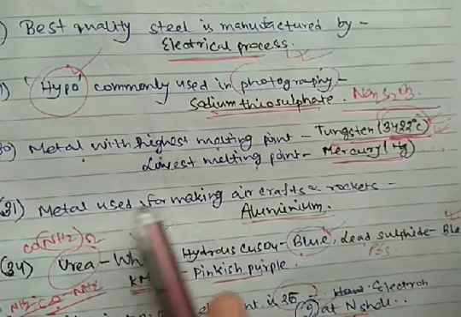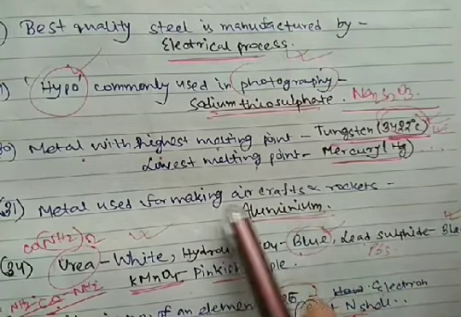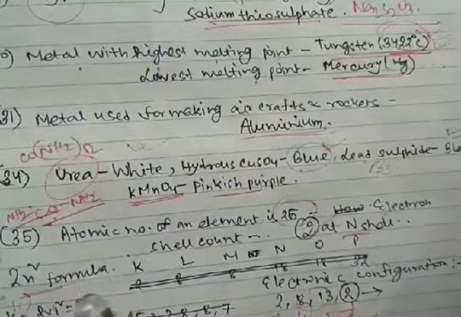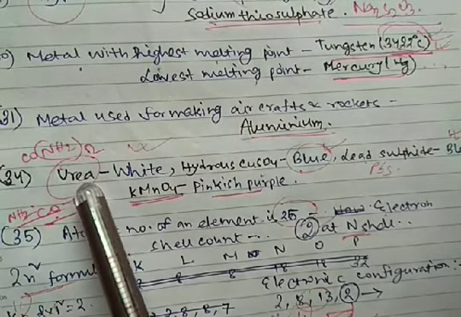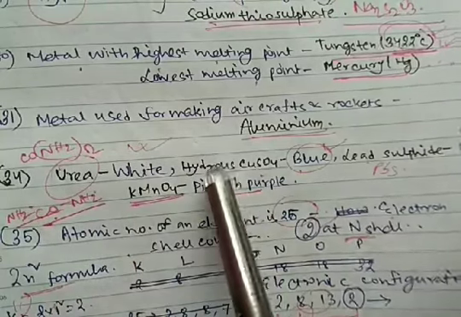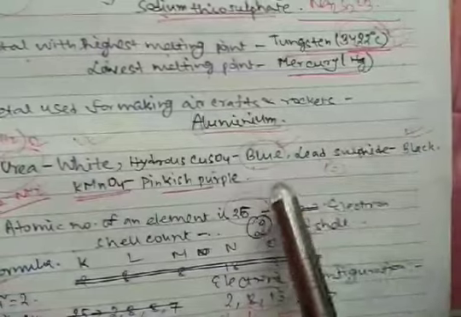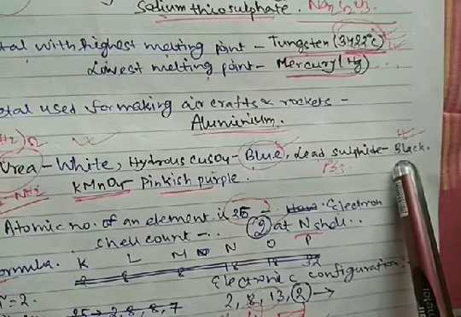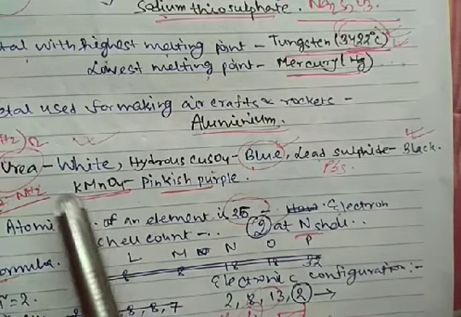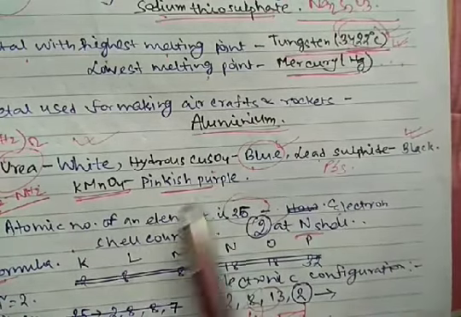The metal used for making aircraft and rockets is aluminium. The alloy is duralumin. And the formula for urea is CO(NH2)2. The color is white. The hydrous copper sulfate, the color is blue. The lead sulfide, the color is black. The formula is PbS. And KMnO4, that is potassium permanganate, the color is pinkish purple.